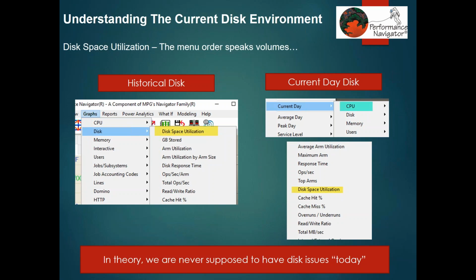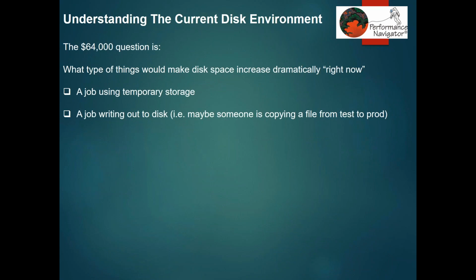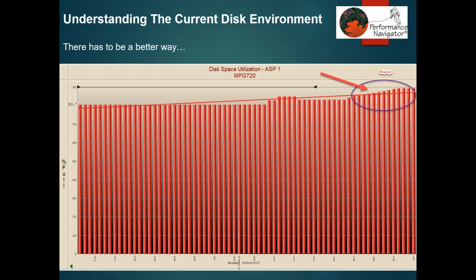But it happened, and it's happened to a lot of us out there. So when you have that issue, I always ask, what type of things are going to make your disk increase right now? I've seen cases where a job is using temp storage, and temp storage is going crazy in the box, or a job is writing out to disk. Maybe someone's copying a file from test to production.